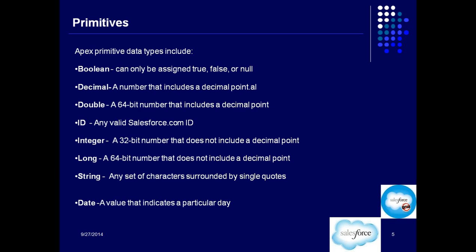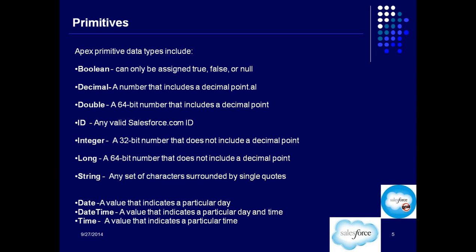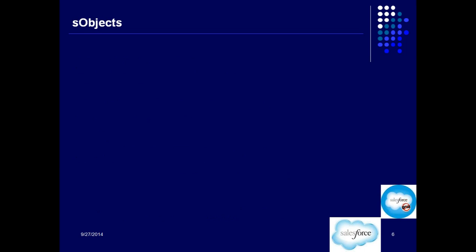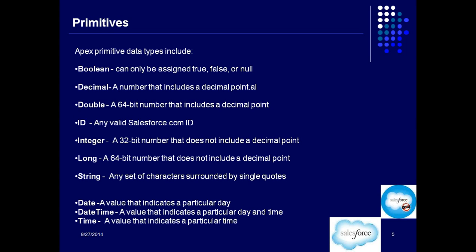Date, a value that indicates a particular day. Date time, a value that indicates a particular day and time. Time, a value that indicates a particular time. So these are the primitive data types, and if you have done any programming or you have seen any language or any program written, you must have seen some of these, like integer, string, long, right, date time. So these are pretty common things, right? Only new thing that we have in Salesforce, which is not there in other programming languages, is ID. ID is very, very particular to Salesforce.